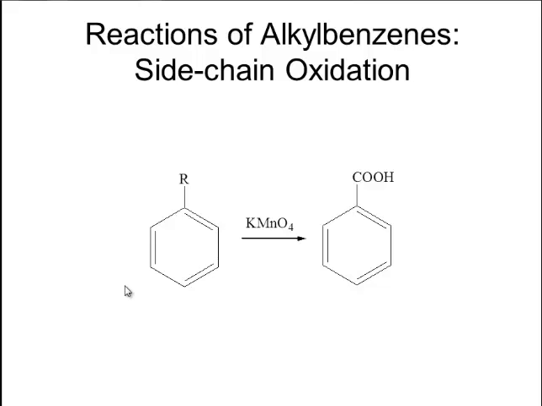Question arises, what happens if you have other groups on the benzene ring? Well, other groups like nitros or halogens or other carboxylic acid groups, a variety of things don't get affected. But if there are other alkyl groups, then they also get oxidized to carboxylic acid groups.